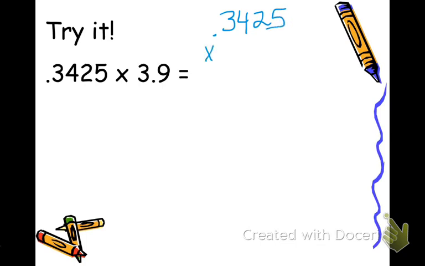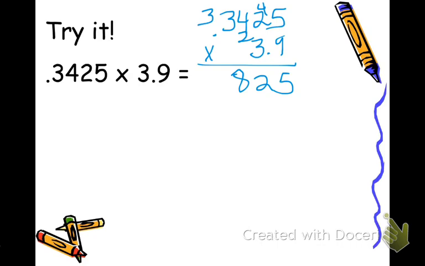3425 times 3.9. 9 times 5 is 45. 9 times 2 is 18, plus 4 is 22. Sorry, it's not letting me write my carried 2. I'm going to write it right there. I'm having issues. I'm not sure why. I'm sorry. 9 times 4 is 36, plus that carried 2 in a weird place is 38.